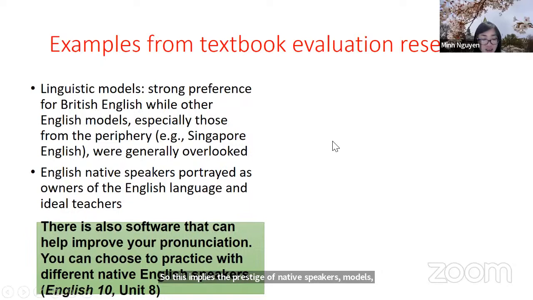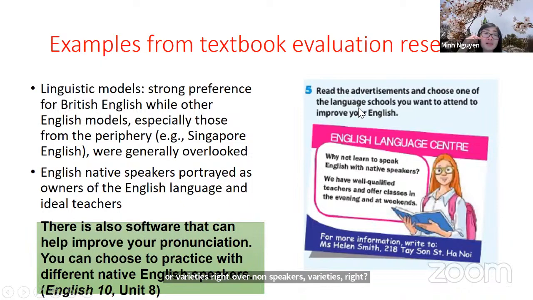Right, so in another text depicting a language course advertisement, if you take a look here, native speakers are associated with well-qualified teachers, apparently mainly on the basis of their native speakerhood and Western origin. So again, if we think about the language and culture ideologies promoted in the books, then it's biased against non-native speakers and in favor of native speakers, right? Okay.